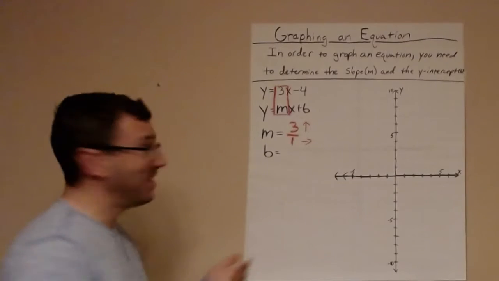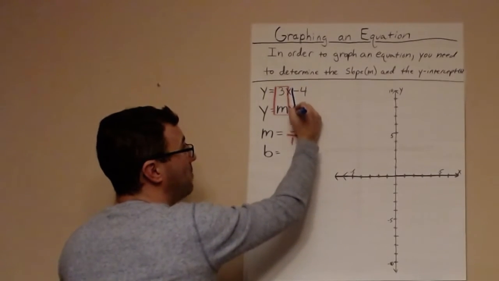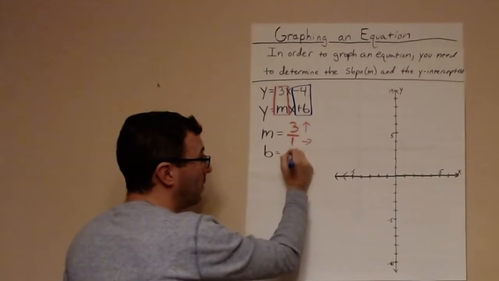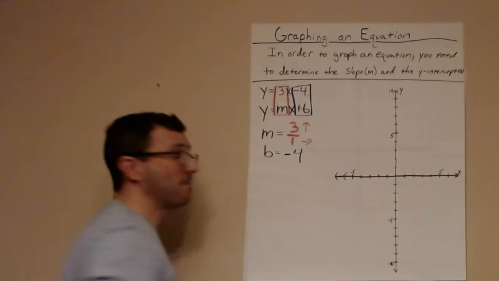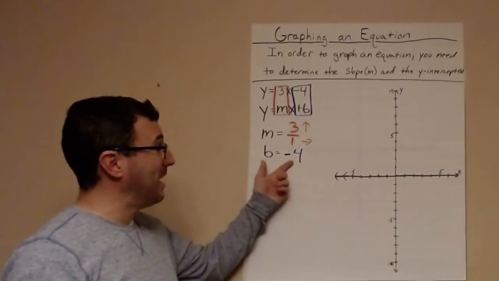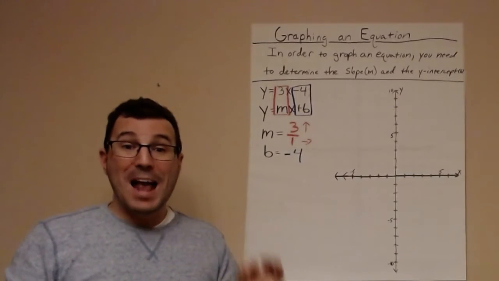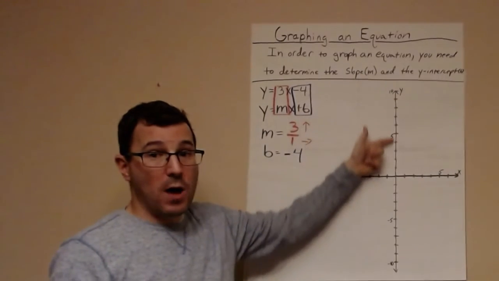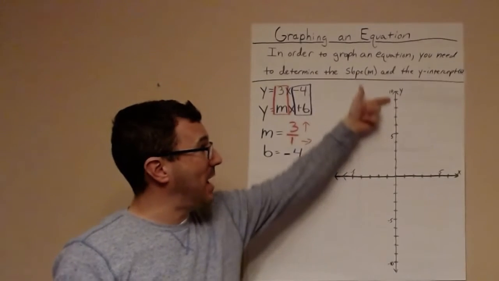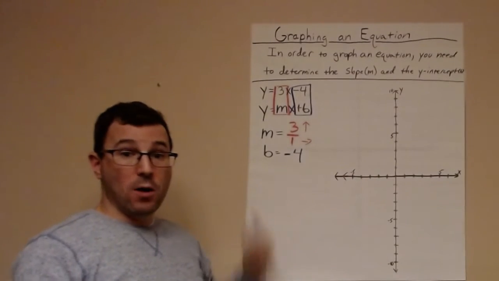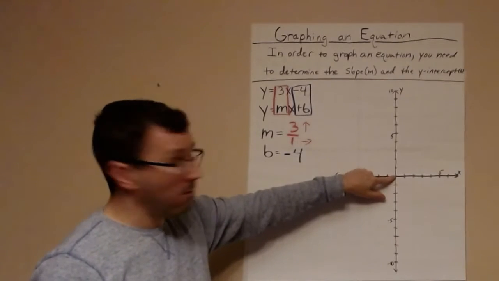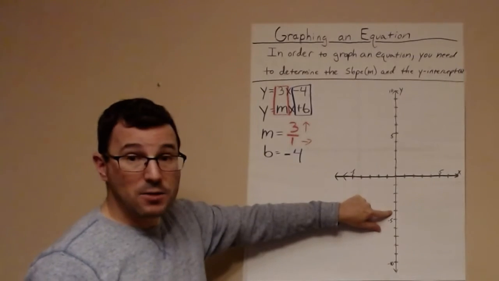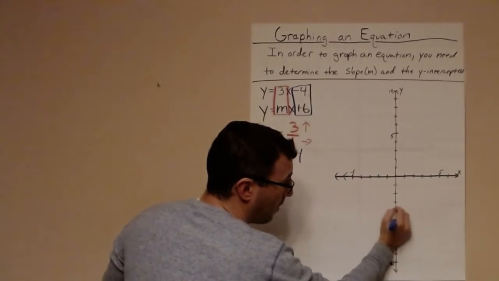Well, I just have to look above the plus b, and I have it, minus 4. So my starting point is going to be at negative 4 on the y-axis. Remember, this is our y-intercept. So I need to go to the y-axis, my vertical axis here, and go to negative 4 and put a point. So 0, negative 1, negative 2, negative 3, here's negative 4. I'm going to put a nice point right there.